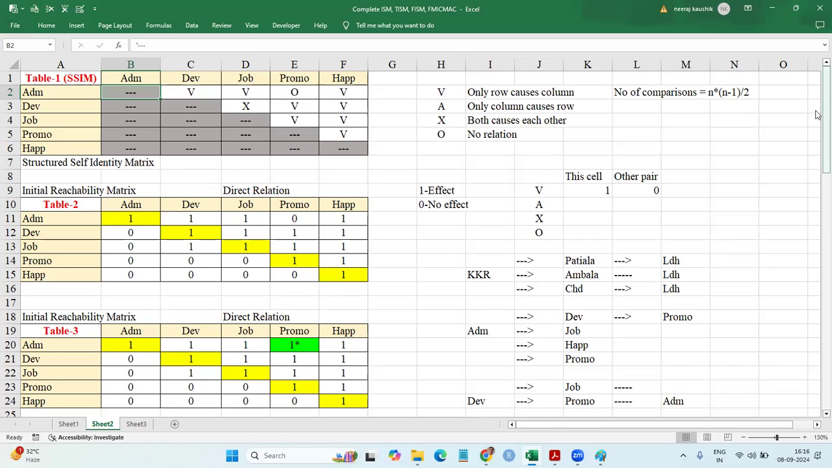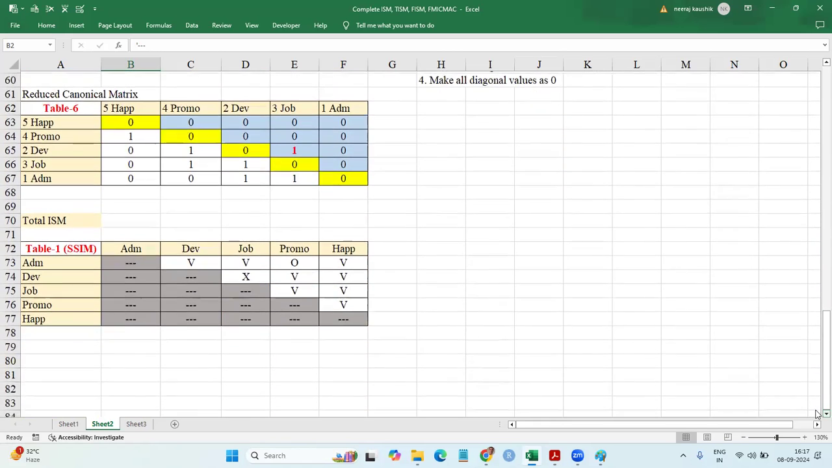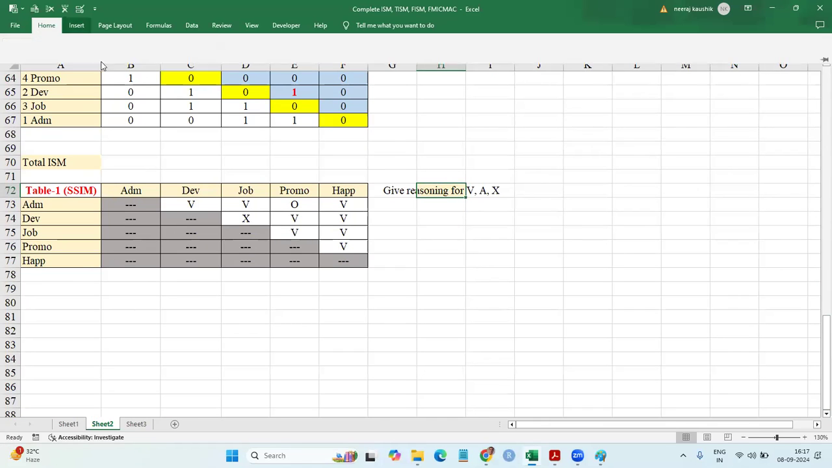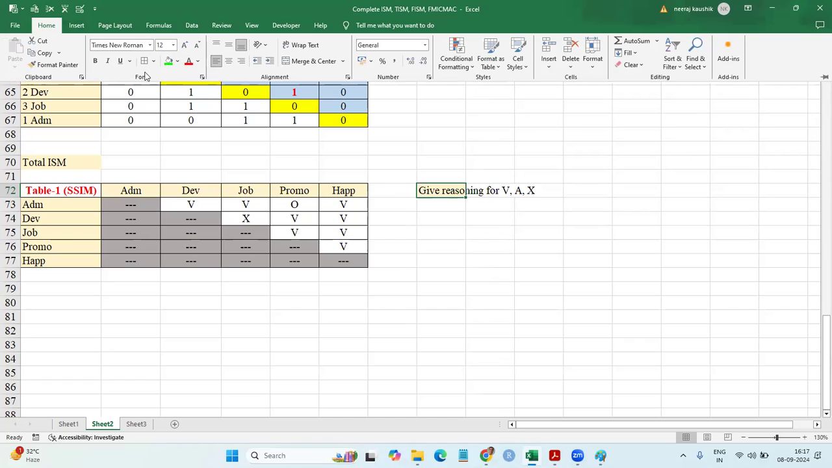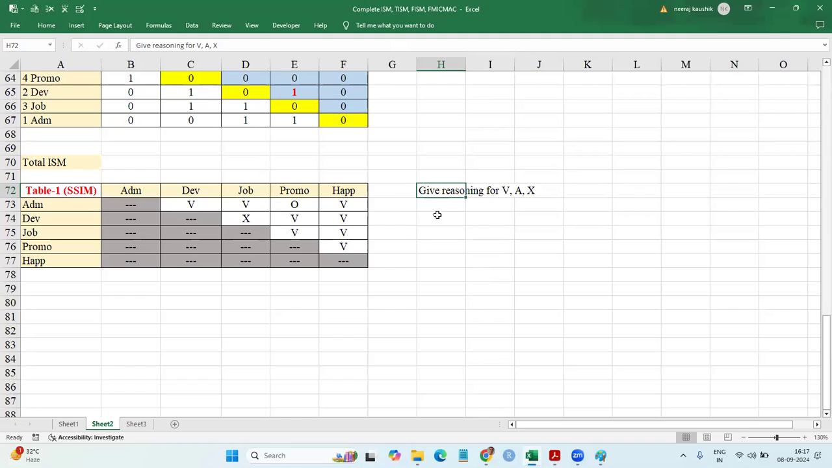So let's go to this table, and this time, Arun sir, we are going for TISM. In the TISM, what we will do, focus on giving reasoning for the VAX. It means wherever the V, A or X is there, you need to tell why you think so.